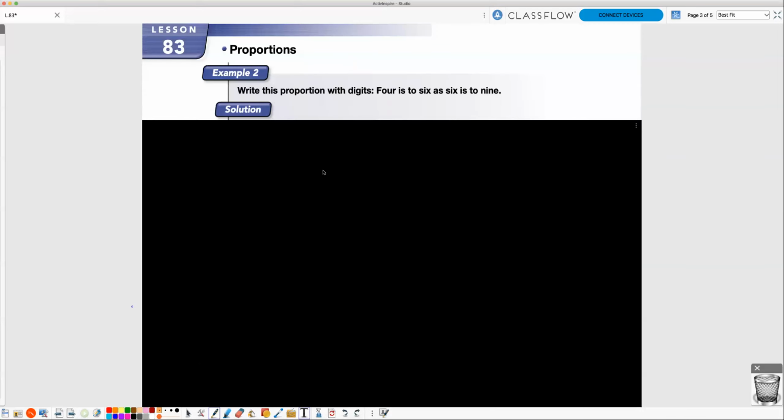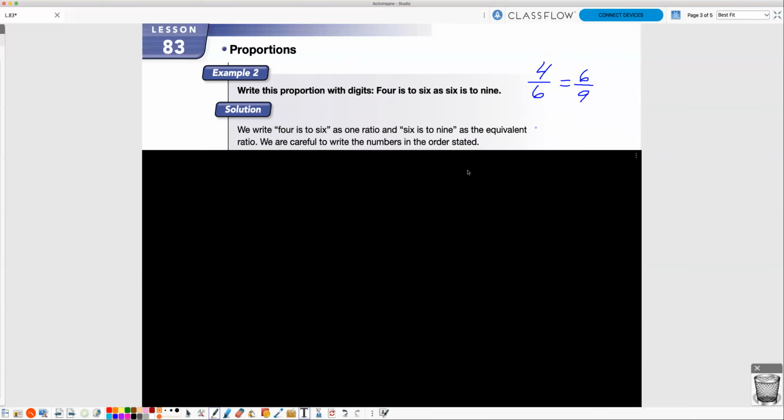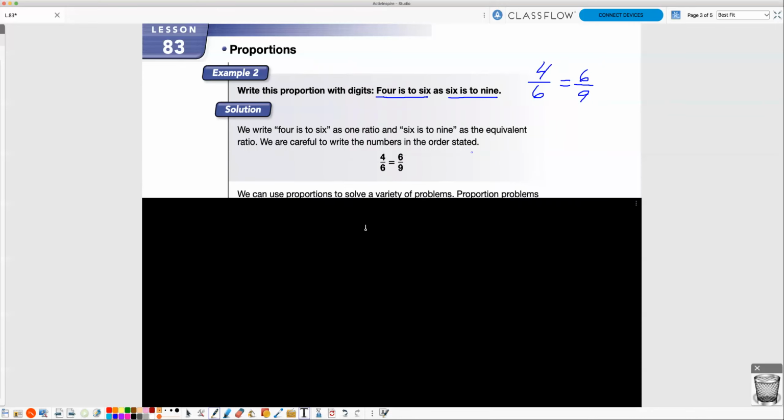Example 2, write this proportion with digits. 4 is to 6 as 6 is to 9. So that's simply 4 is to 6 as 6 is to 9. And that's it. We write 4 is to 6 as one ratio and 6 is to 9 as the equivalent ratio, and we're careful to write the numbers in the order that it's stated. So it has to go in that order. 4 is to 6 as 6 is to 9. It can't be in any other order.